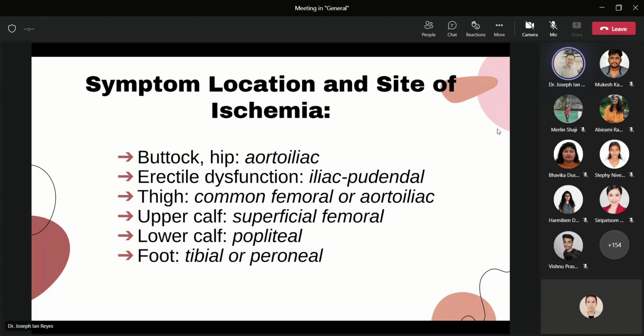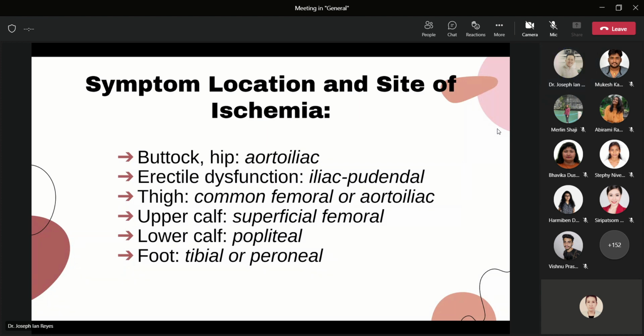So prevalence, again, earlier I mentioned AAA. The prevalence of AAA, or abdominal aortic aneurysm, in first degree relatives is 15 to 28%. So it's still significant. Although it's not 50%, 15 to 28% is still significant if you have first degree relatives. Okay, so symptoms and site of ischemia.